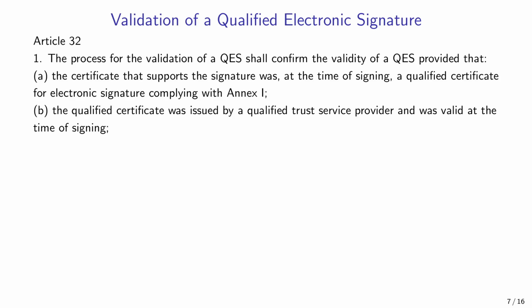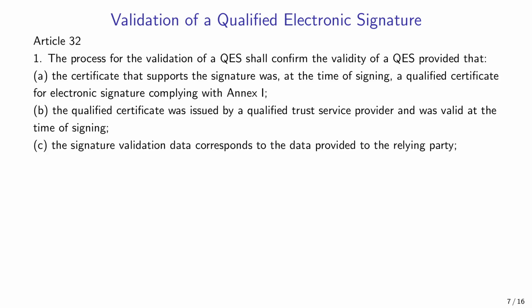B, the qualified certificate was issued by a qualified trust service provider and was valid at the time of signing. And this also makes sense. If the signature was made after the certificate expired or was revoked, such a signature should not be valid, right? C, the signature validation data corresponds to the data provided to the relying party. This means that the signature can be verified using the public key specified in the certificate.